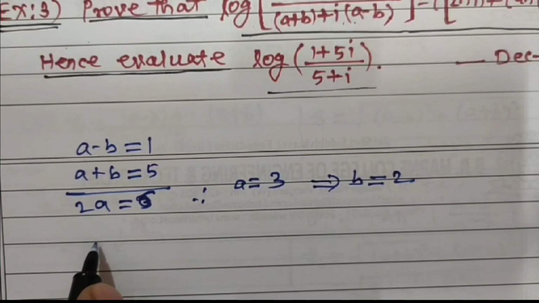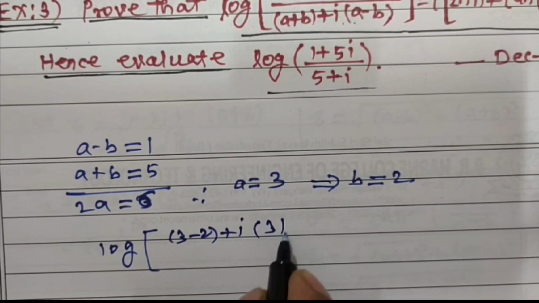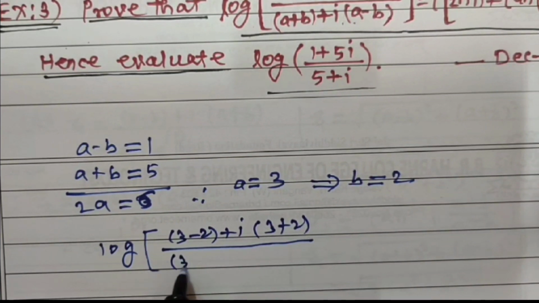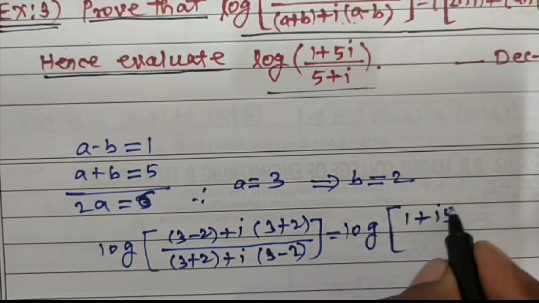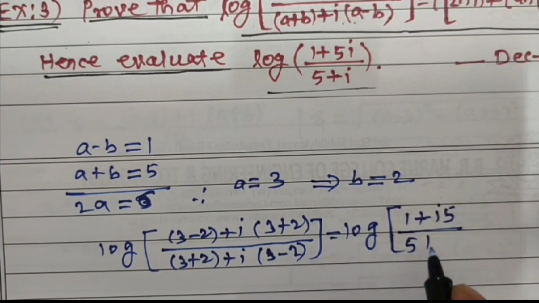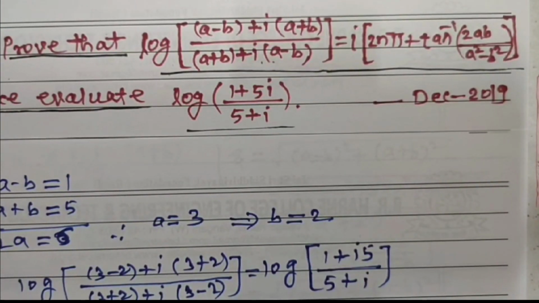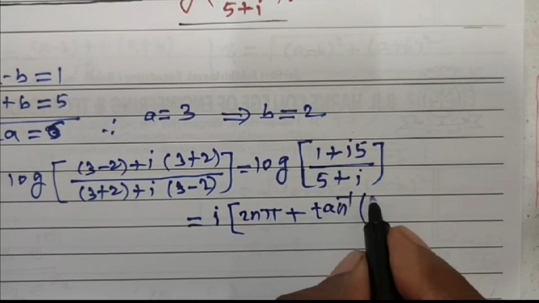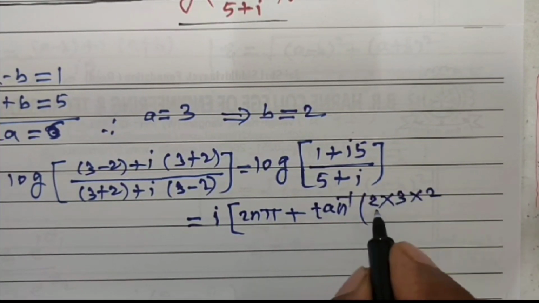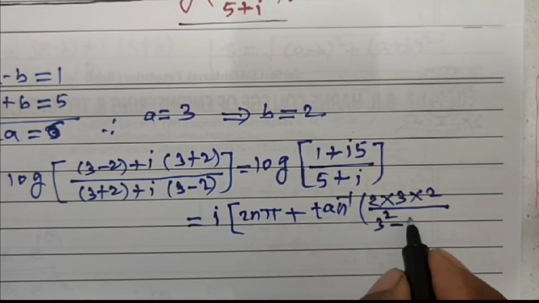Put A is equal to 3 and B is equal to 2 in this equation on both sides. Then logarithm of (A minus B) plus I into (A plus B) divided by (A plus B) plus I into (A minus B), that is (3 minus 2 plus I into 3 plus 2) divided by (3 plus 2 plus I into 3 minus 2). This is equal to logarithm of (1 plus 5i) divided by (5 plus I). Now put A and B on the right hand side. Then this is equal to I into (2n pi plus tan inverse of 2ab divided by A square minus B square), that is 2 into 3 into 2 divided by 3 square minus 2 square.